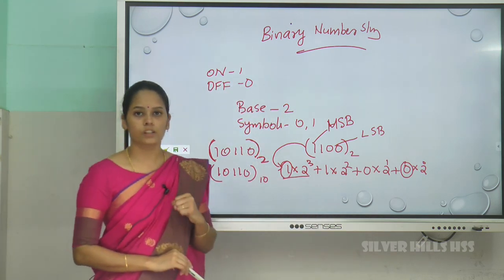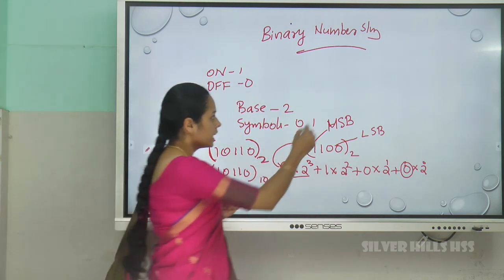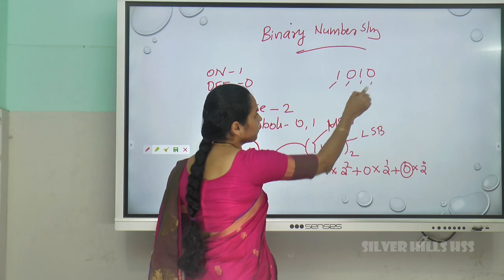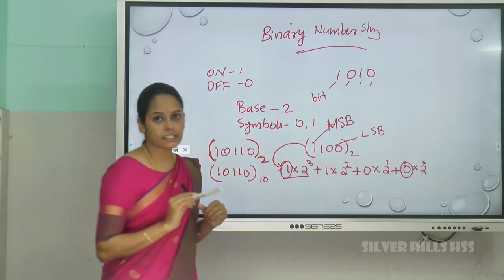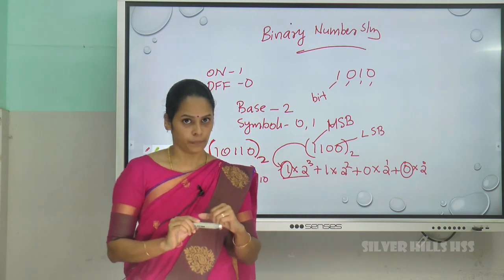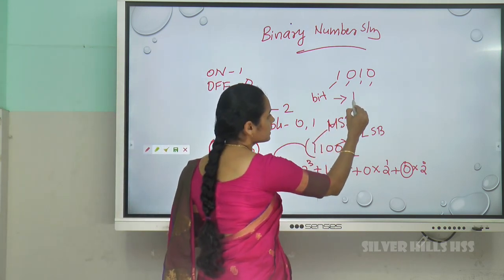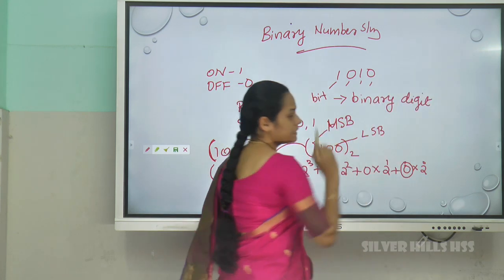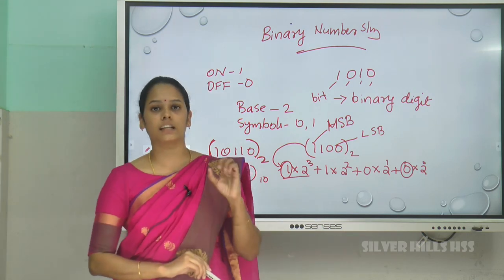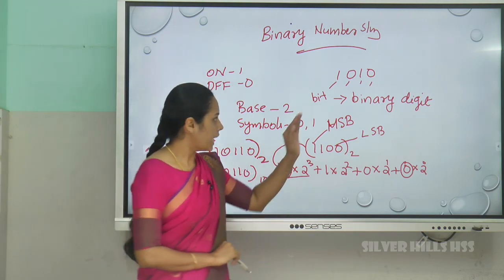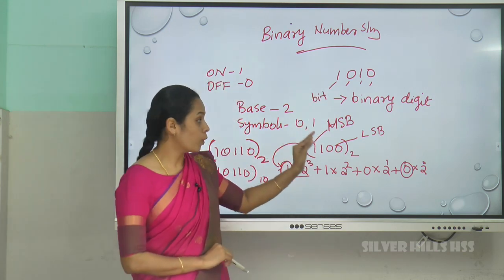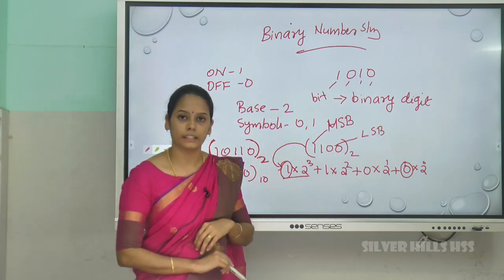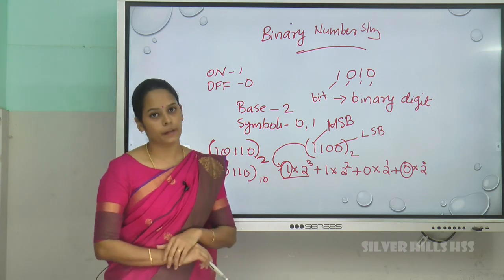So you will have a question: what is meant by this bit? If I am writing the number 1010, each digit in this binary number is called what? Bit. Each digit in a binary number is called a bit, and bit stands for binary digit. The leftmost bit is called the most significant bit and the rightmost bit is called the least significant bit. That's about the binary number system.